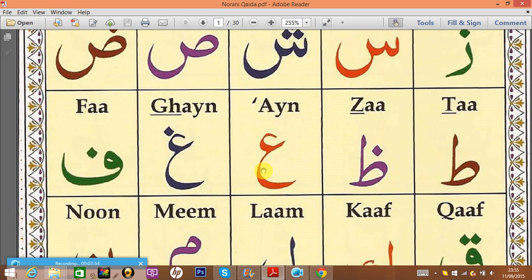Ain, ghain, the same writing. Ain has no dot. Whenever you see this writing with no dot on the top, that will be ain. When you see 1 dot on the top, that will be ghain.